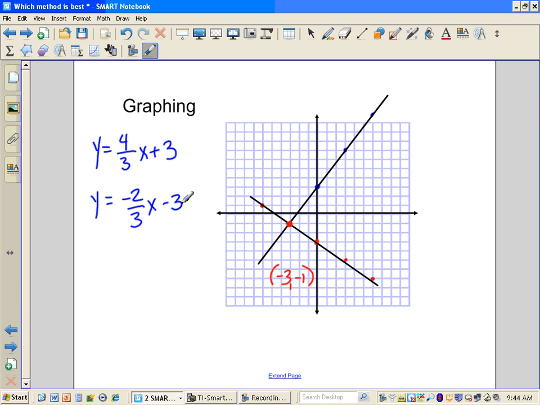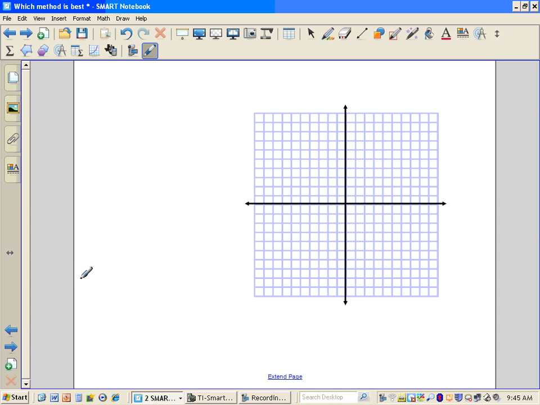Because they were in slope-intercept form, I started with the y-intercept, and then I used the slope to move me up and down. -3, -1. This is graphing in slope-intercept form. Not to be confused with the next situation, which is going to be graphing from standard form.